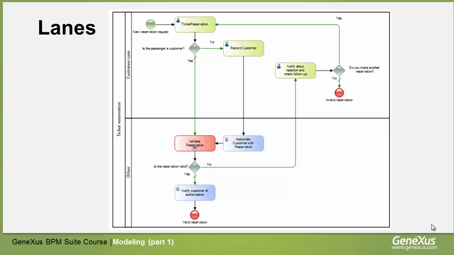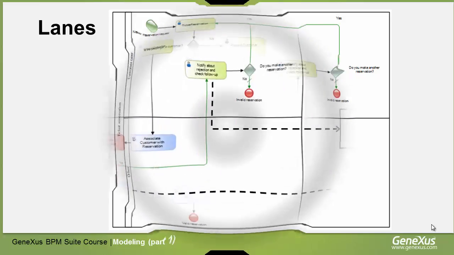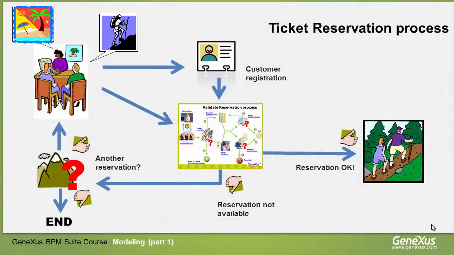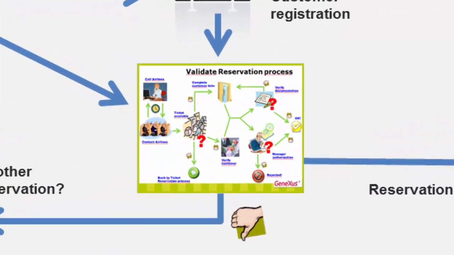It's worth pointing out that even though several process tasks interact with the customer, it's not part of the process. It's an external entity. This can be modeled using dotted lines to show interaction between the process and the customer. Now that the main process is modeled, we will model the Validate Reservation subprocess.